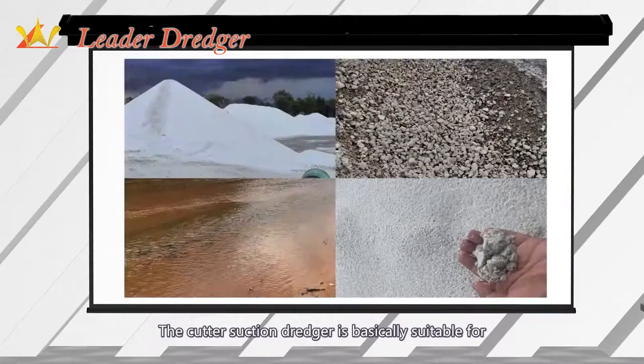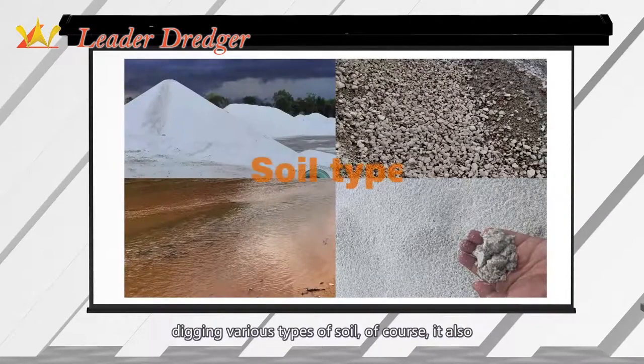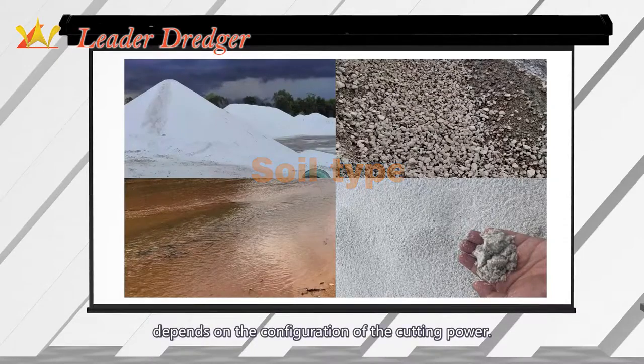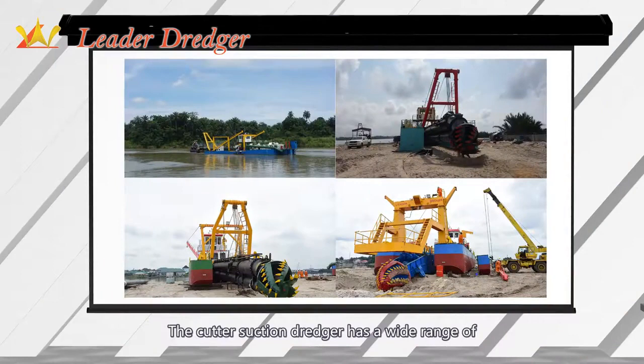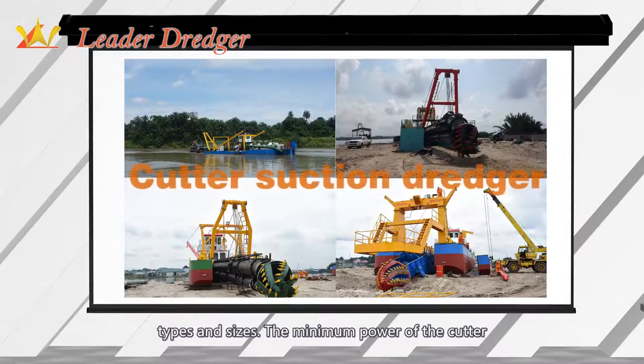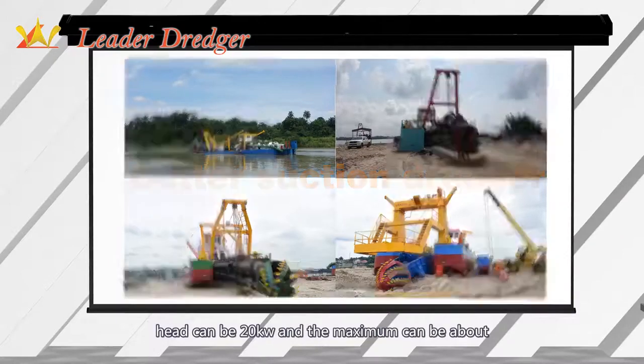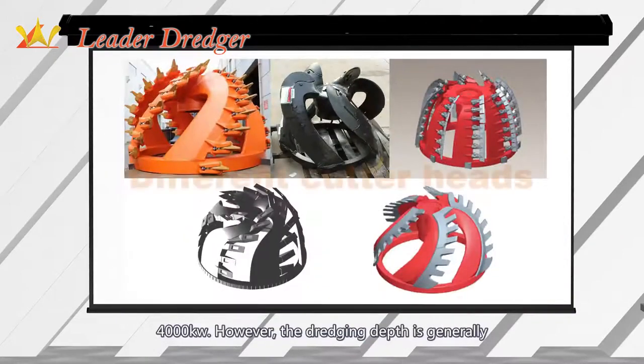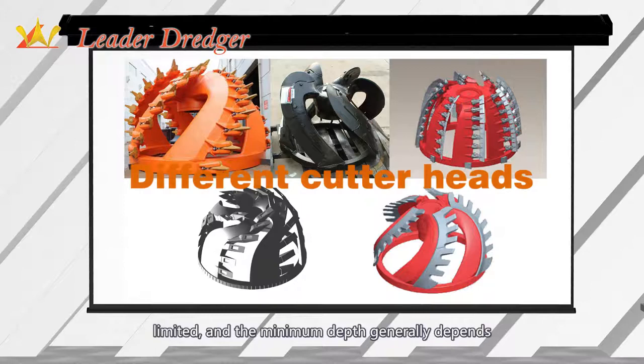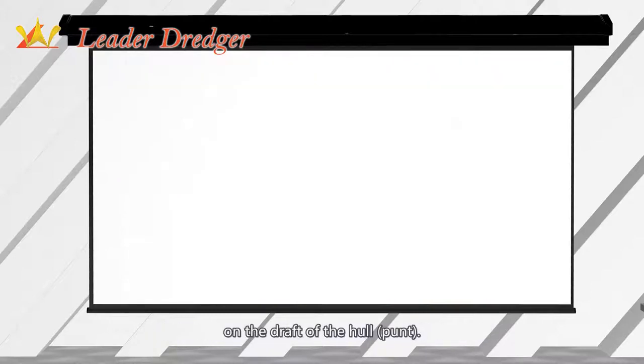The cutter suction dredger is basically suitable for digging various types of soil. Of course, it also depends on the configuration of the cutting power. The cutter suction dredger has a wide range of types and sizes. The minimum power of the cutter head can be 20 kilowatts and the maximum can be about 4,000 kilowatts. However, the dredging depth is generally limited, and the minimum depth generally depends on the draft of the hull front.